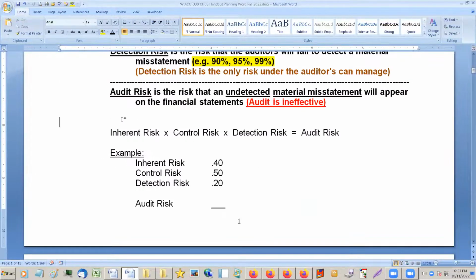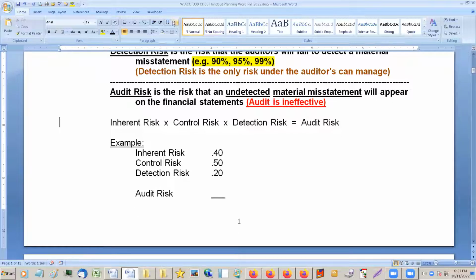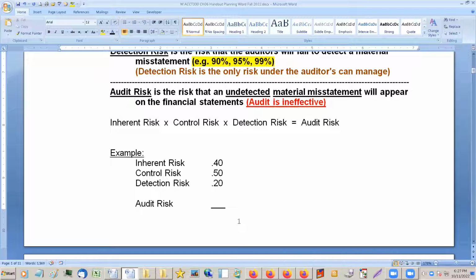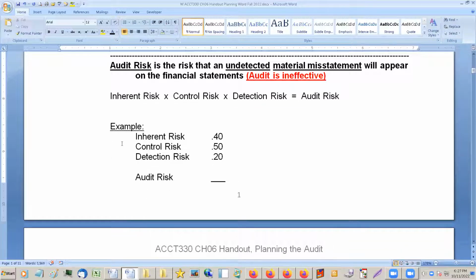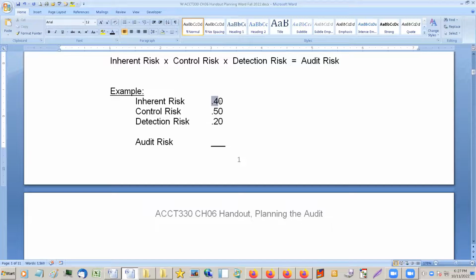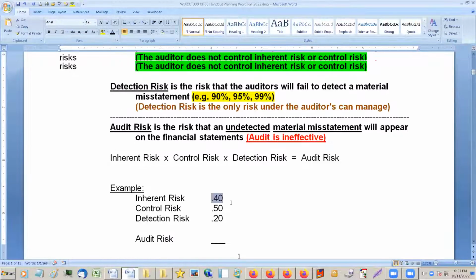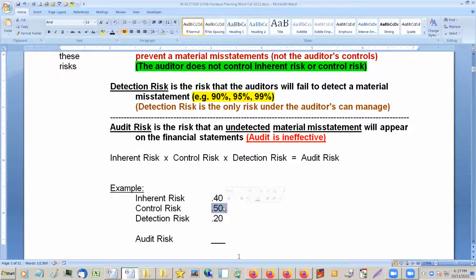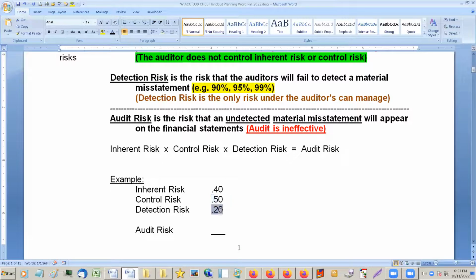Okay, and here is a kind of formula for coming up with the audit risk. You basically multiply them all together. So, for instance, if we have inherent risk of 40%, these are kind of high, but you get the idea. There's a 40% chance that a material misstatement will occur, 50% chance the controls will miss it, and 20% chance that the audit will miss it. So you multiply these together.